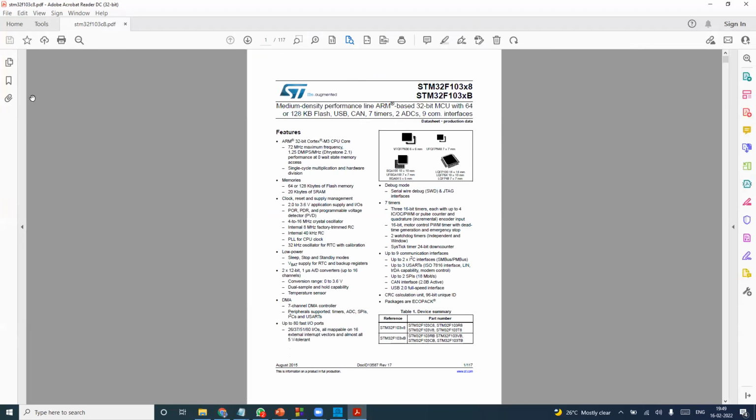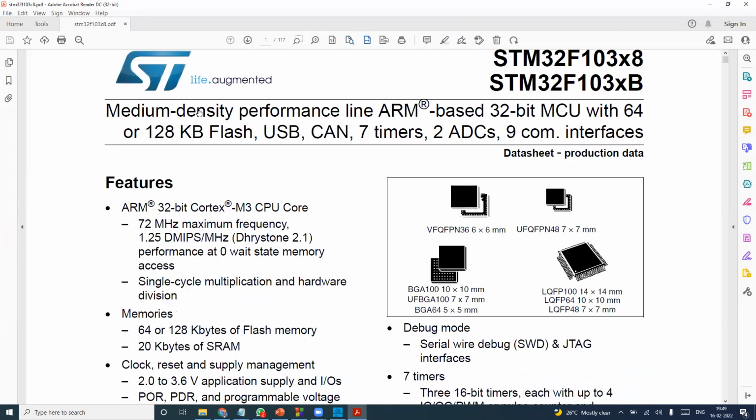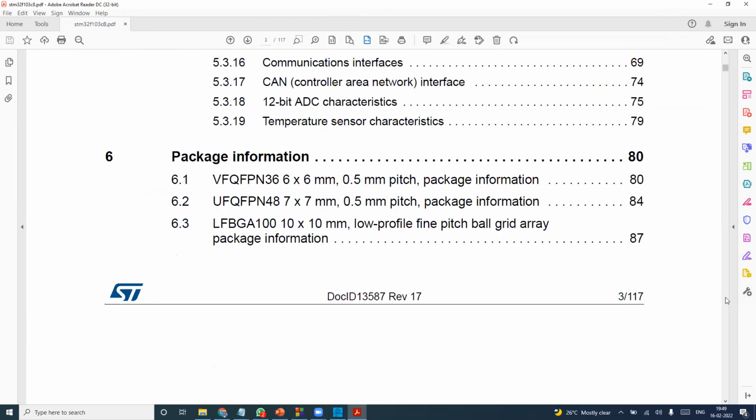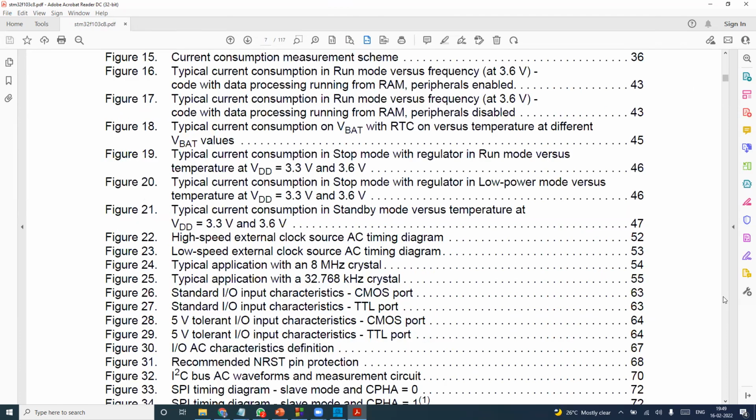Now, if you go into the details of this chip, is it visible? Yes, sir, it is visible. See what they are talking about: medium density performance line, ARM based 32-bit, with 64 or 128 KB flash, USB controller, CAN controller, 7 timers, they are controllers, 2 analog to digital controllers, 9 communication controllers. See what is inside. Whenever you touch an IC, you will know. The demand for you today is too high.